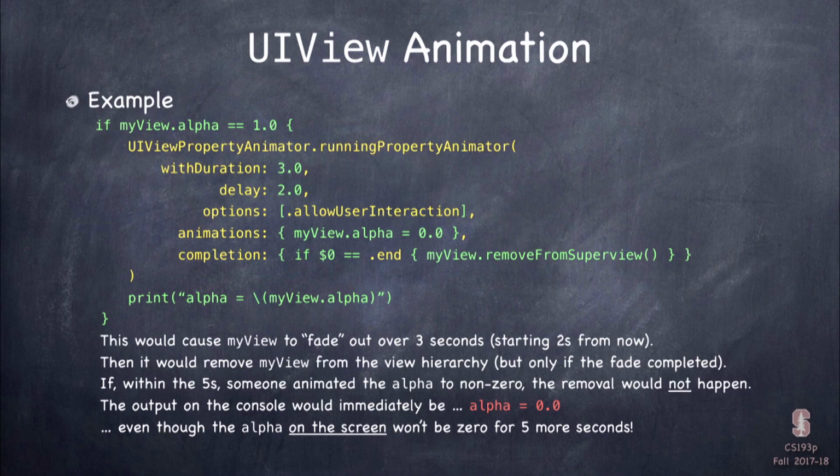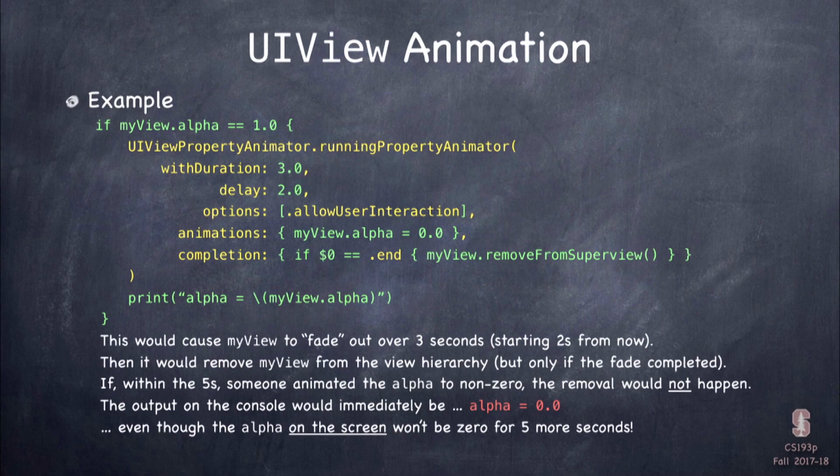So first I'm just checking to make sure that I'm fully opaque, if my view alpha is 1. Then I'm calling the animator here. This animation is going to take 3 seconds to fade out, and it's not going to start until 2 seconds from now. That's what the first two arguments mean. Then I picked one option, just for fun, which is allow user interaction, which means that as it's fading out, gestures and stuff will still work on it, okay? Otherwise, if you don't specify this, then as animation is happening, you won't be able to tap on things or whatever.